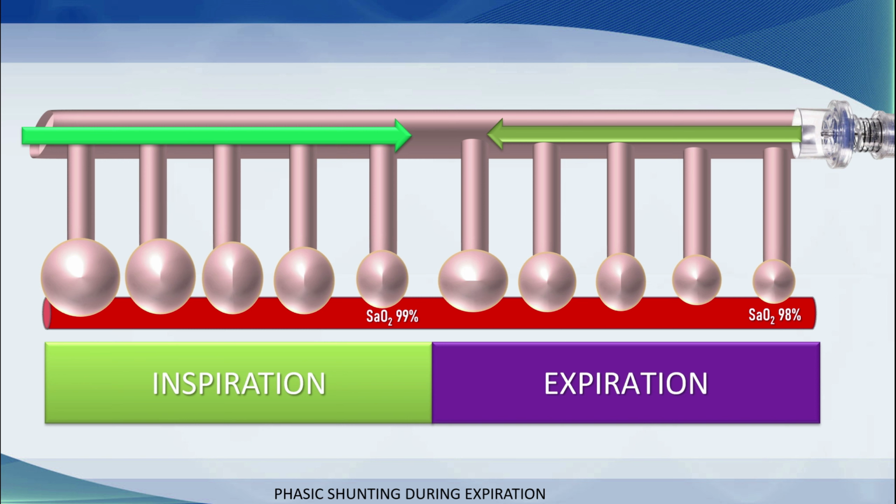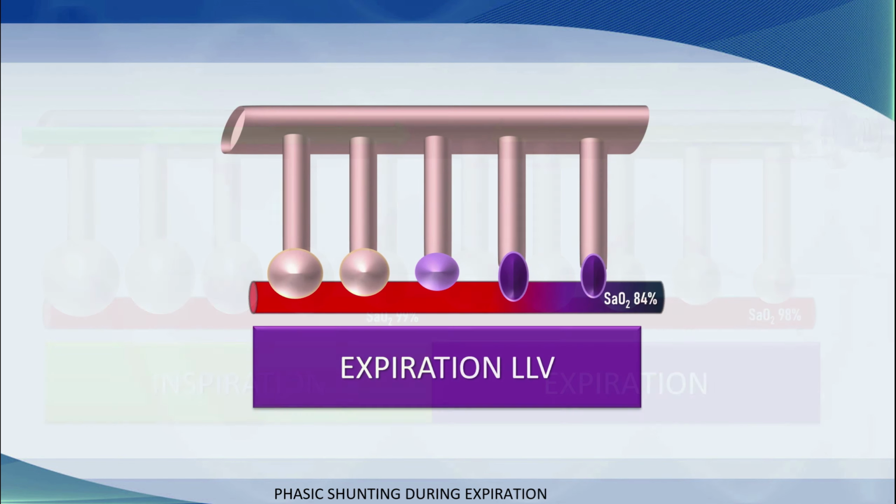And one of the prices you pay with PEEP is you get pretty impressive inflation of well aerated lung units. So those lung units in the anterior apical segments that were well aerated previously are now slightly hyperinflated, and that is going to have a knock-on effect on the quality of CO2 removal.